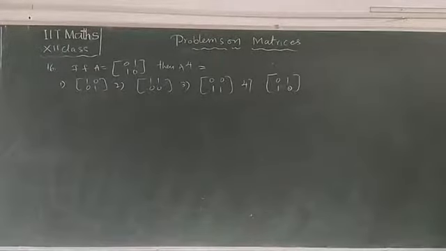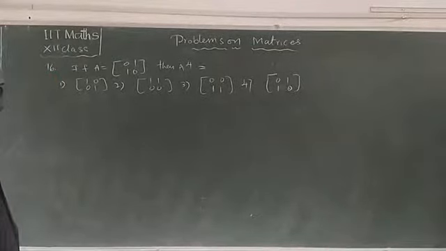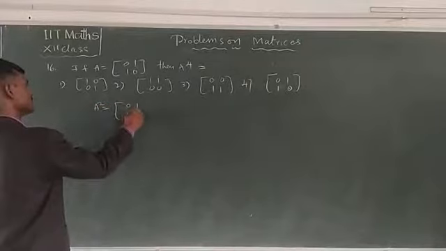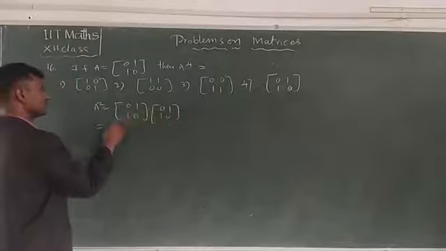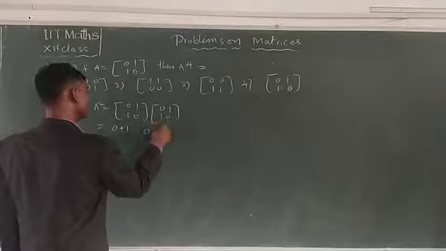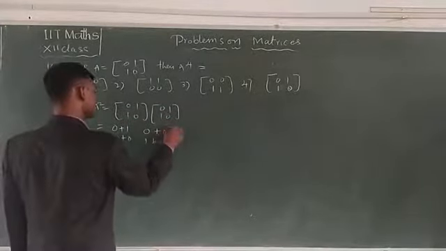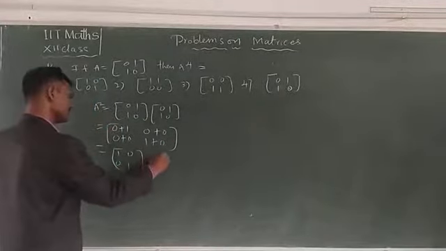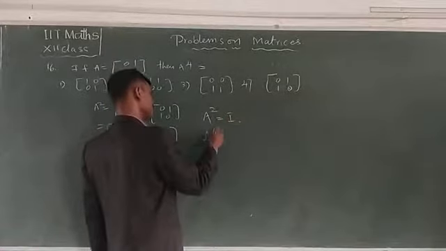Okay, next problem. If A is equal to [0, 1; 1, 0], then find A to the power of 4. First we have to find A². A² is equal to [0, 1; 1, 0] into [0, 1; 1, 0]. Now see here, 0 into 0 is 0, 1 into 1 is 1, and 0 into 1 is 0, 1 into 0 is 0. Now this is written as [1, 0; 0, 1], which is equal to I. Here A² is equal to I, which means A to the power of 4 is also I only.